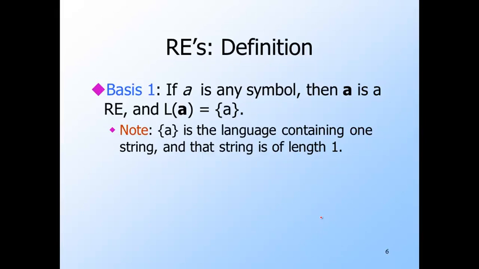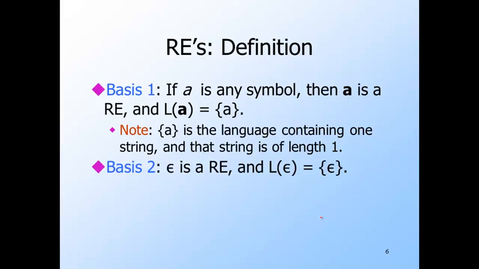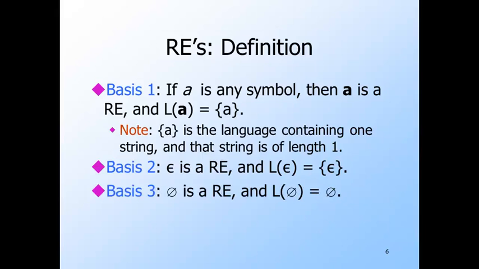By the way, in order to distinguish A as a symbol or string from A as a regular expression, we usually make the regular expression boldface, but the context should help you to distinguish strings, symbols, and regular expressions anyway. The second part of the basis is the symbol epsilon. This is a regular expression, and its language is the language that has one string. That string is the empty string. And the third part of the basis is the empty set symbol. This is a regular expression, and its language is the empty language.